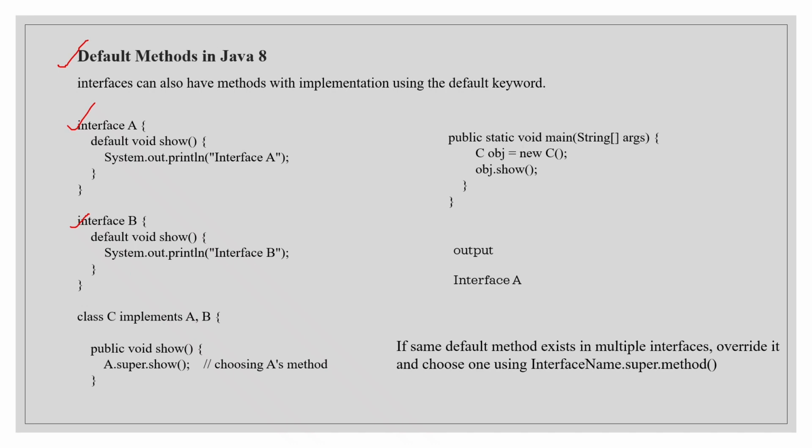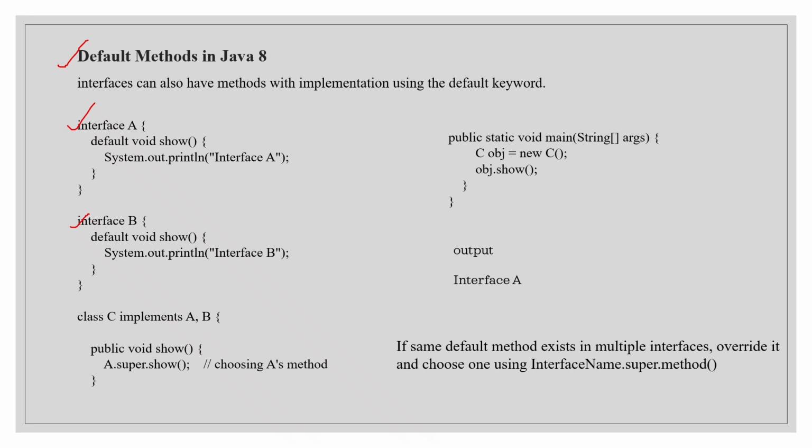At this point, Java again becomes confused. Why? Because when the child class calls the show method, Java does not know which version should execute. Can it be executed with the show method from interface A or the show method from interface B? This again creates an ambiguity problem.